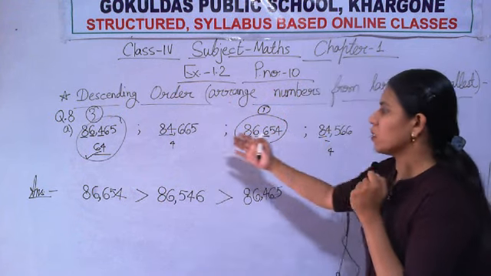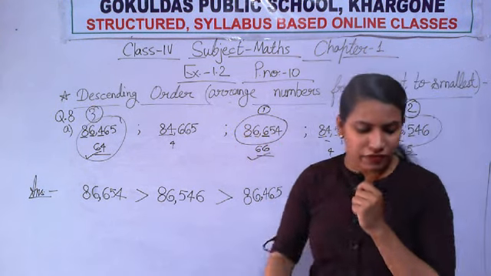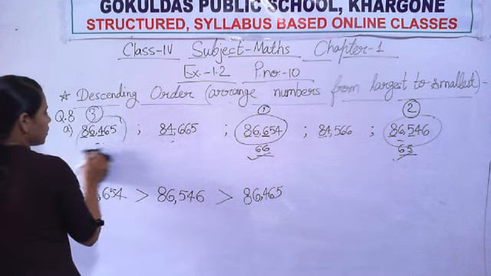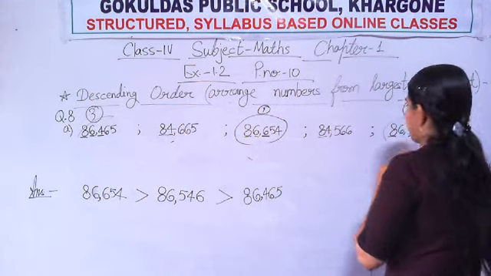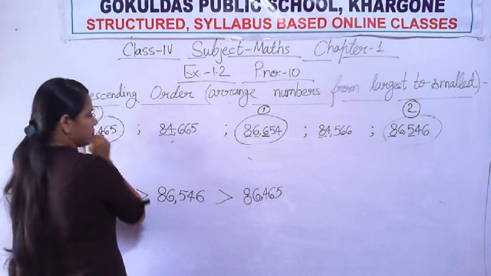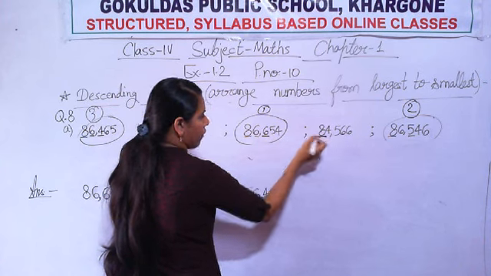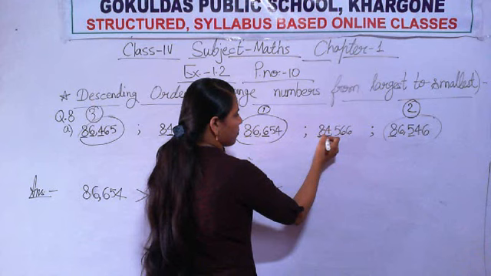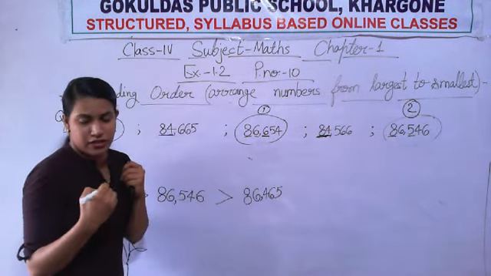Now you are left with the 2 numbers, and you have to compare these 2 numbers. When you compare, both the numbers have 5 digits, right? Both the numbers have 8 at the highest place. Now you compare the next highest place, that is 4. Both the numbers have 4, so you cannot conclude which one is largest.